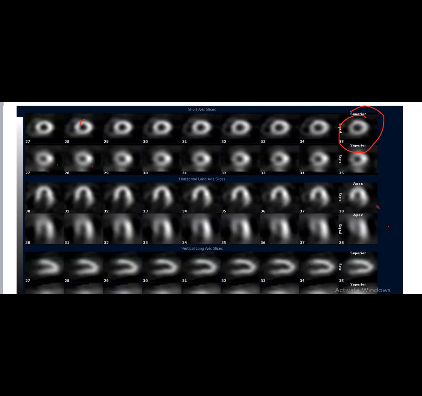Now, compare the stress and rest, and you said I have a transient ischemic dilatation or stress-induced dilatation. Yes, because you see the cavity is larger in stress than in rest. That indicates what? Multi-vessel disease. Yes, or left main. Three vessel disease and left main. Because it means it indicates a global LV endocardial ischemia induced by stress. It means I have very significant ischemia.